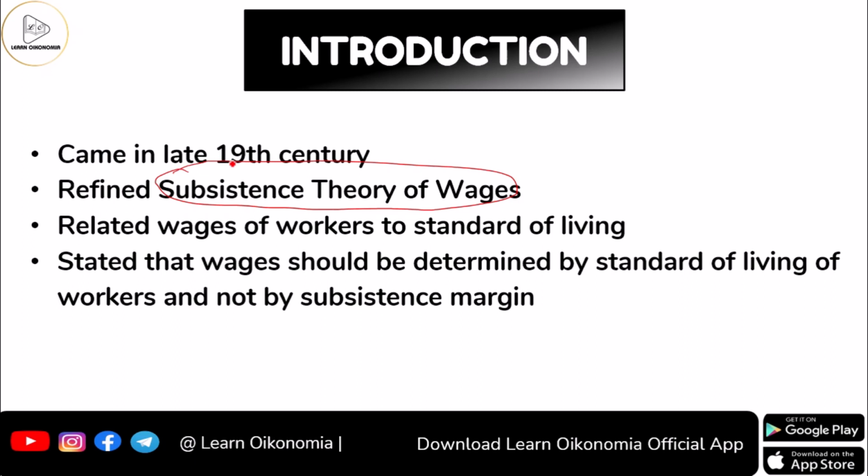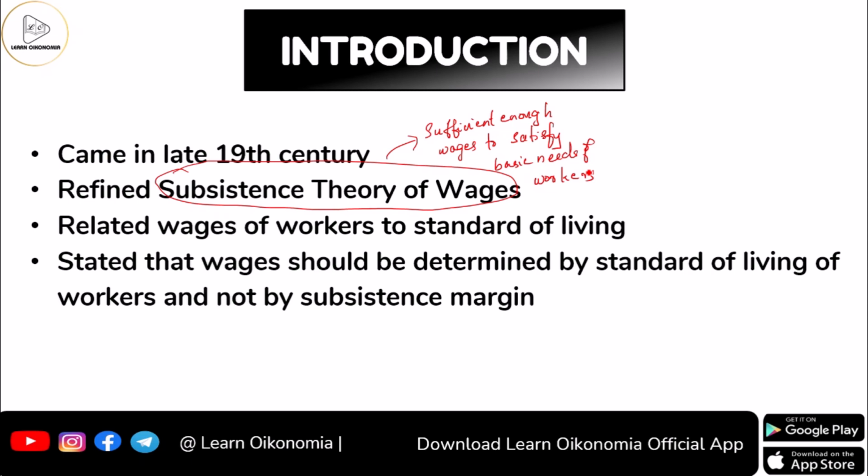The theory tells that the wages which is given to the workers would be sufficient to satisfy their basic needs. Just sufficient enough wages to satisfy basic needs of workers. This is what we consider as the subsistence theory of wages.